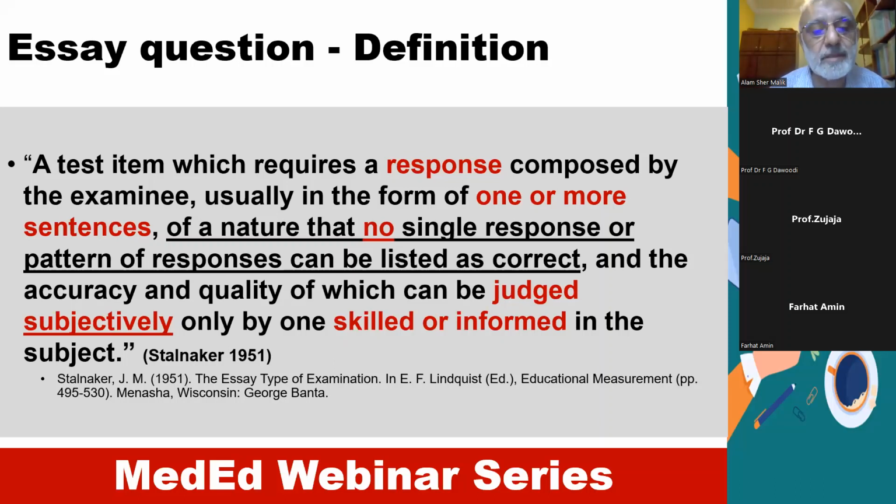This part may not apply to essay questions in medical education. And the accuracy and quality of which can be judged subjectively only by one skilled or informed in the subject. So this definition was given, let's say, more than 50 years ago.